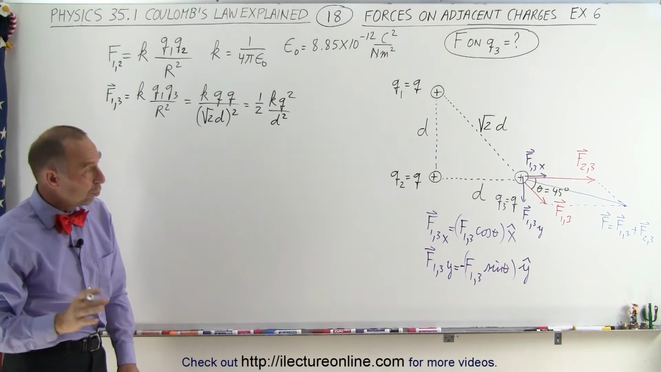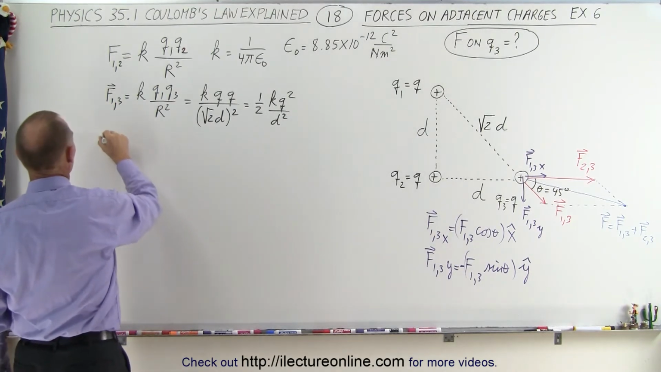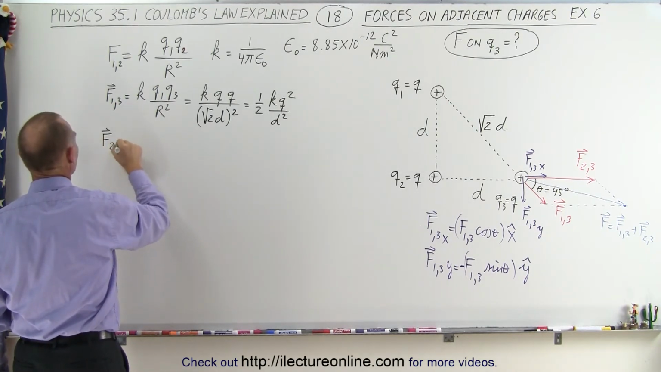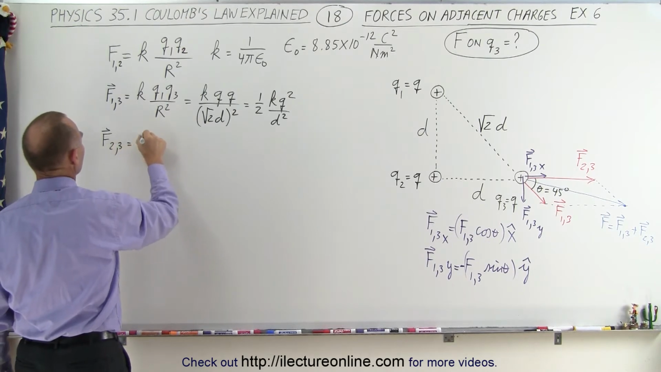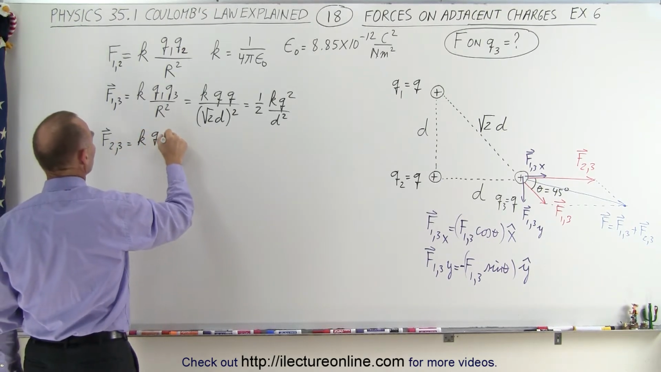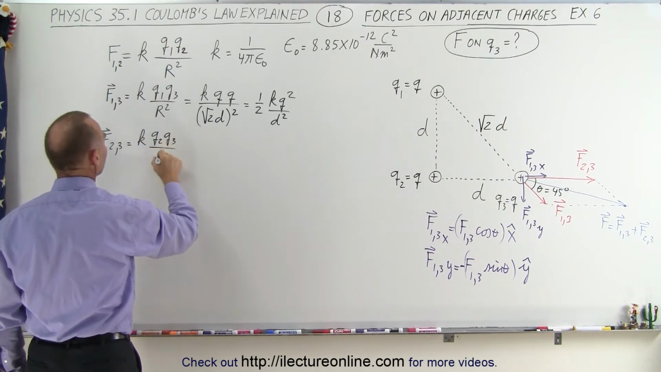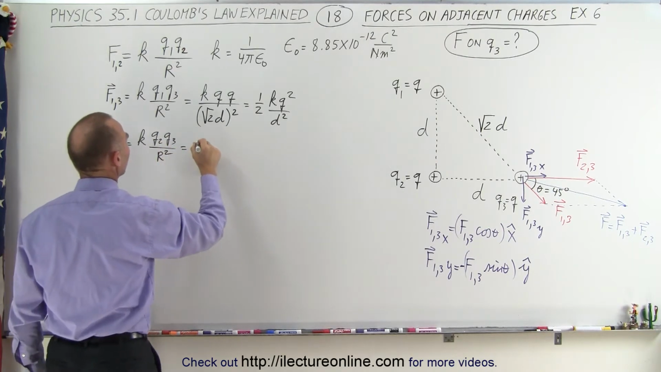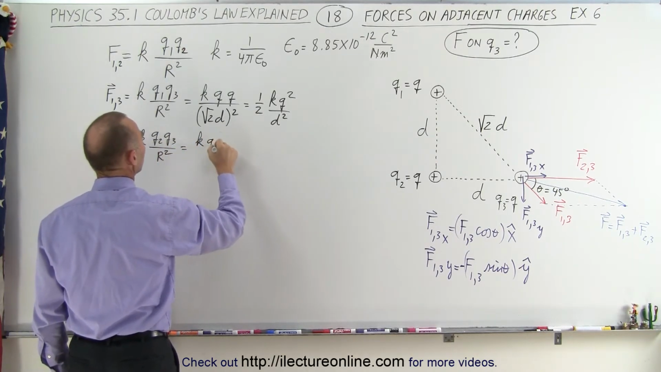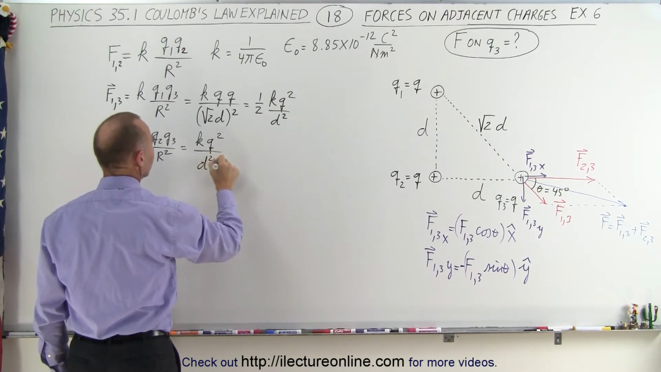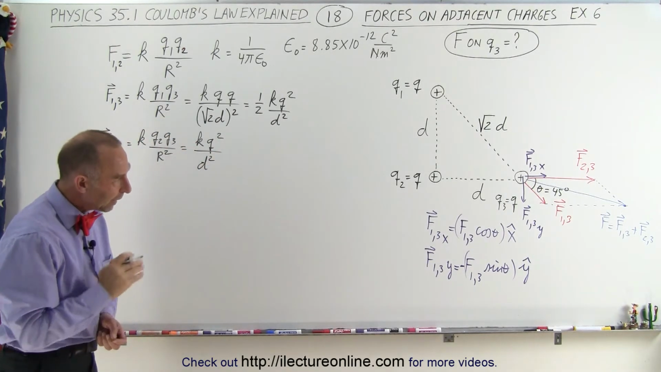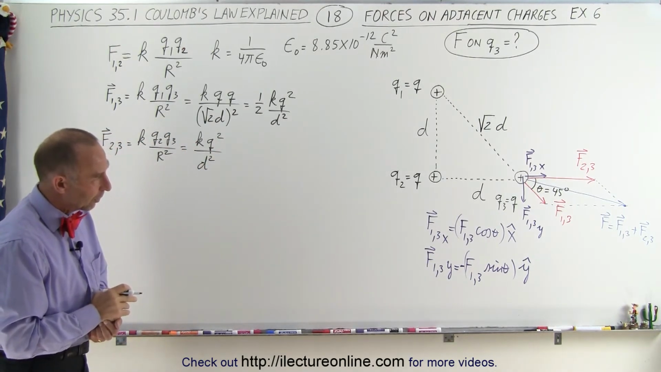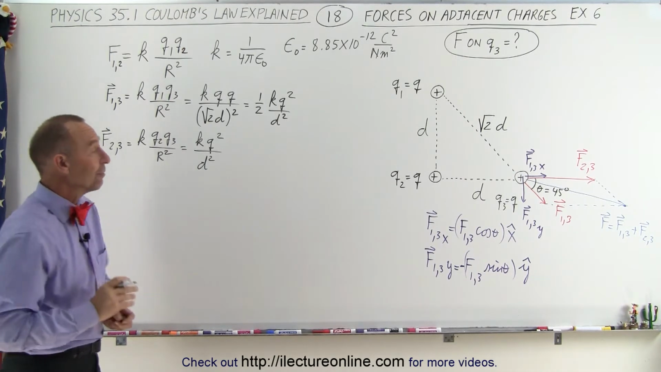The same between 2 and 3, the two charges. Force between 2 and 3 is equal to k times q2, q3 divided by the distance between them squared. So in this case, that's k q squared divided by d squared. Now that we have the two magnitudes, we can go ahead and start adding the vectors together.